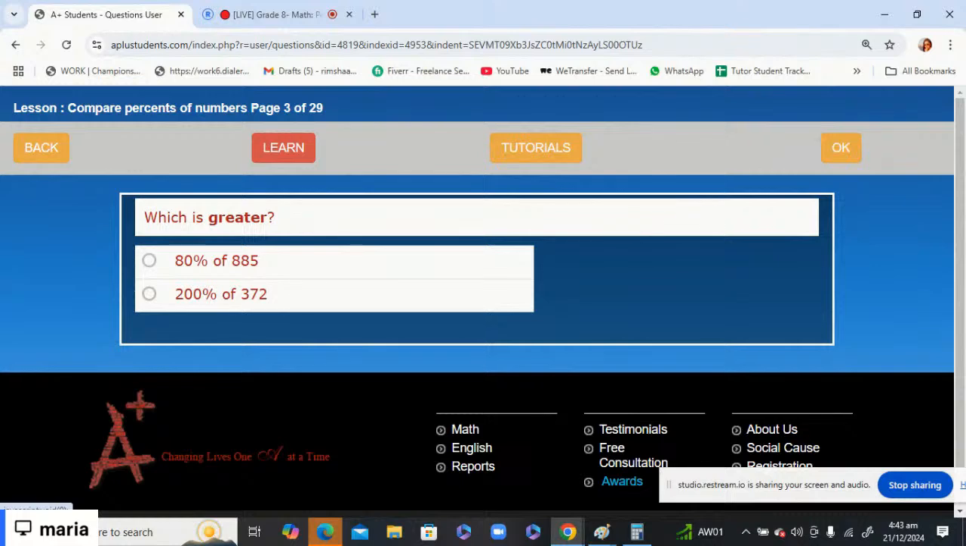So which is greater? You check it out, guys. This one, 80% of 885 and 200% of 375. You solve this question by yourself.